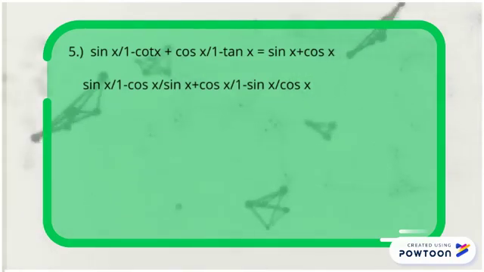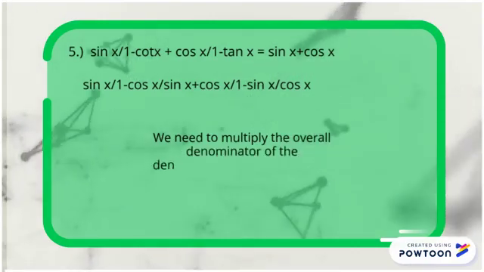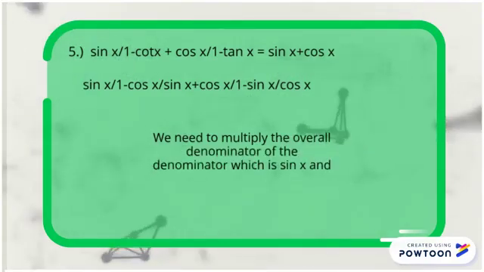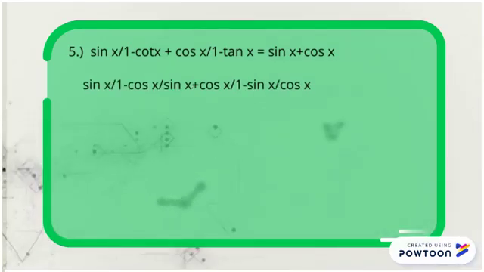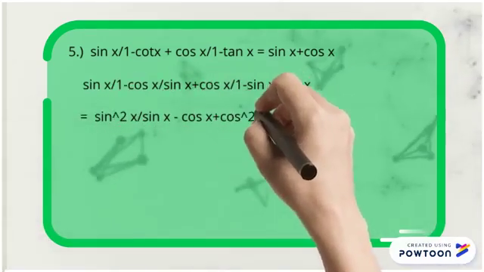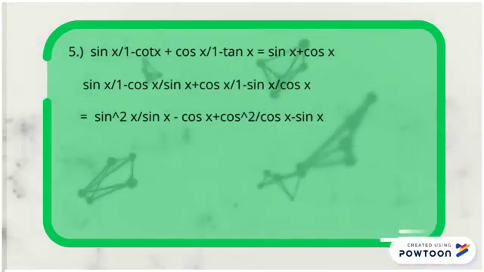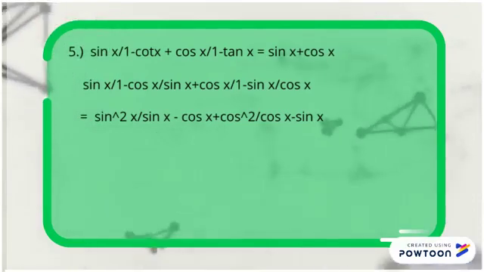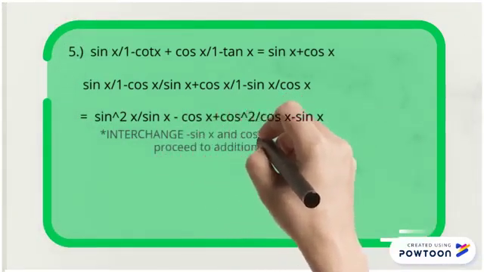In our denominator, next we need to multiply the overall denominator of the denominator, which is sine, and the other is cosine, to the numerator of the fraction. So we will get sine squared x over sine x minus cosine x plus cosine squared x over cosine x minus sine x. After that, we will need to get an identical denominator.